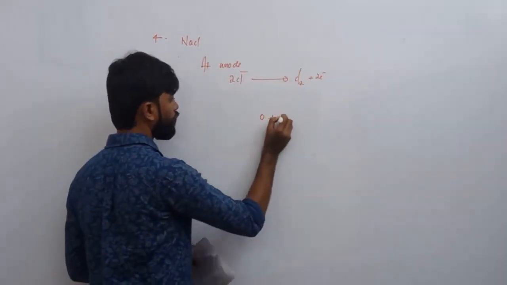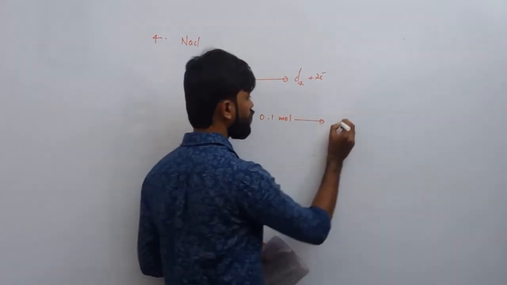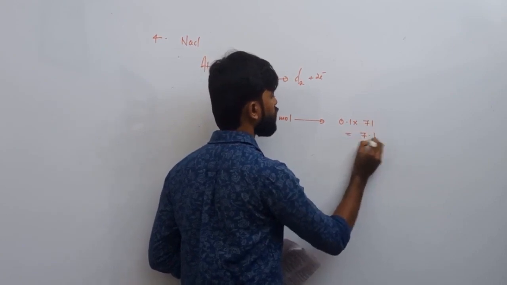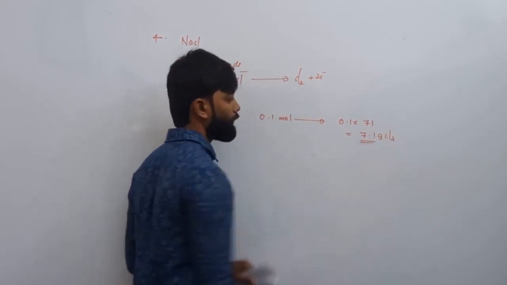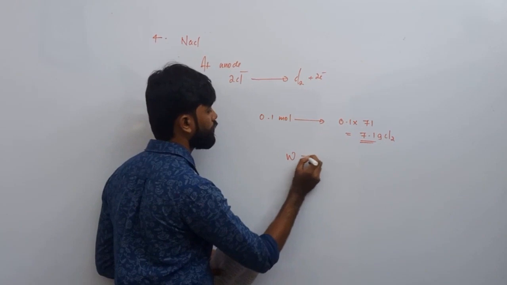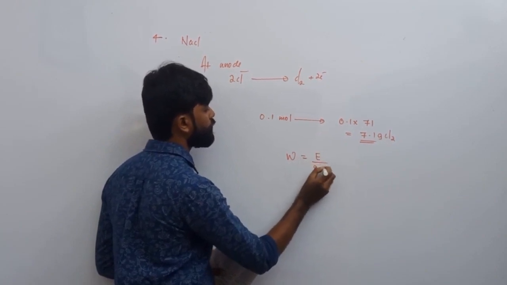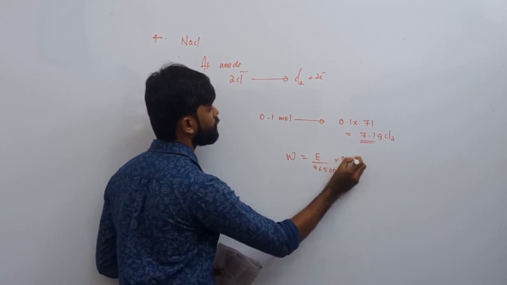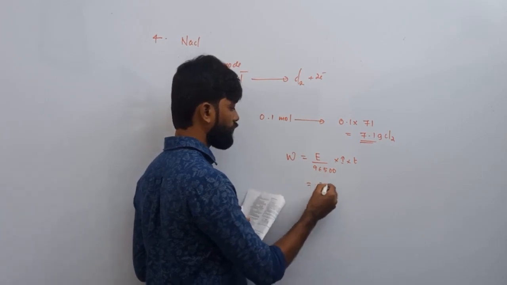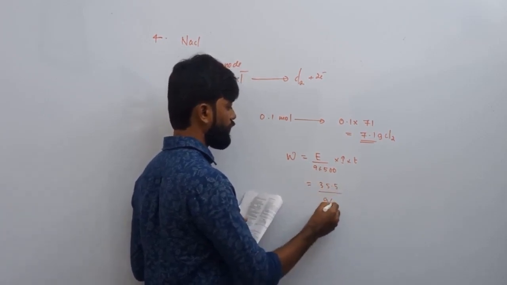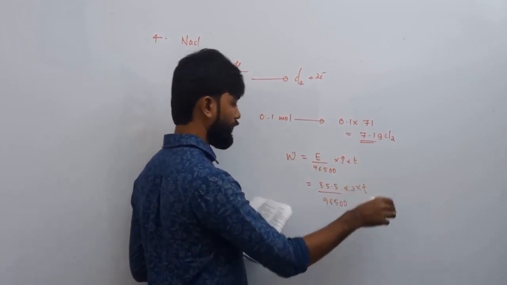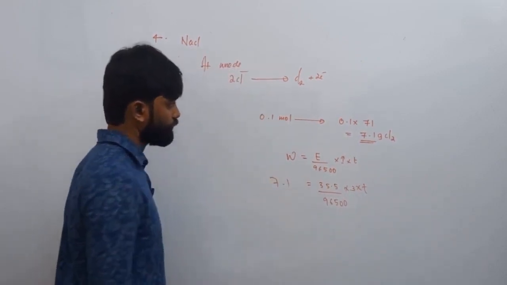So 0.1 mole chlorine means the mass will be 0.1 into 71, since the mass of Cl2 is 71, so 7.1 gram will be the liberation of chlorine. Agreed? And we know that W is equal to E by 96500 into I into t. Here the current supplied is 3 amps, and the equivalent mass of chlorine we know is 35.5, divided by 96500 into current 3 amps. You are asked to find the time, and here W is 7.1.